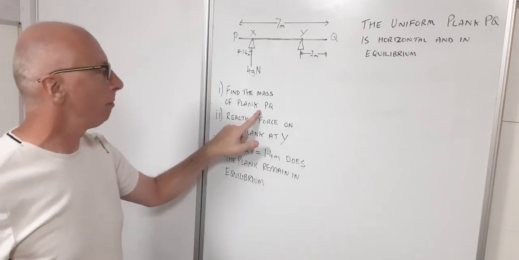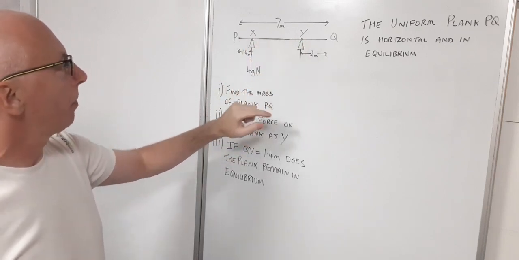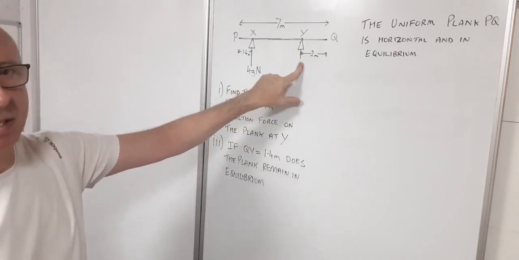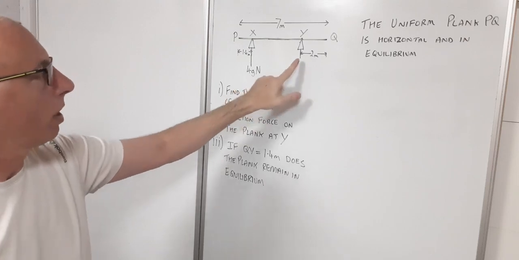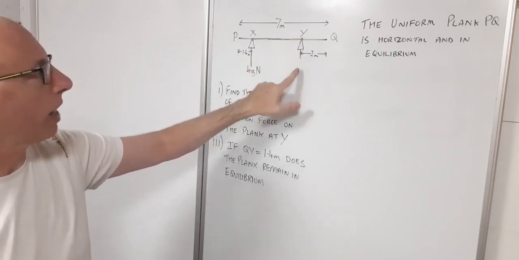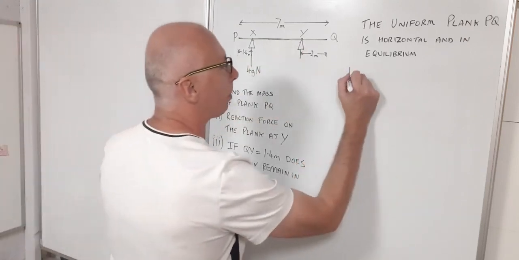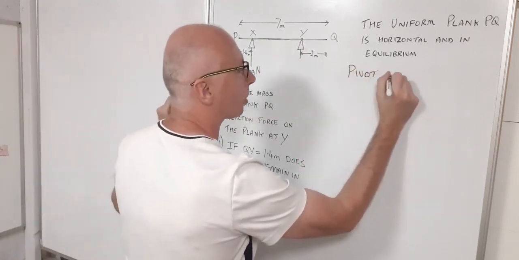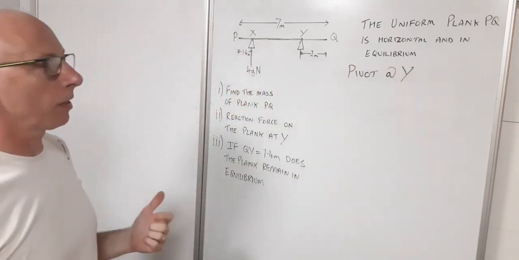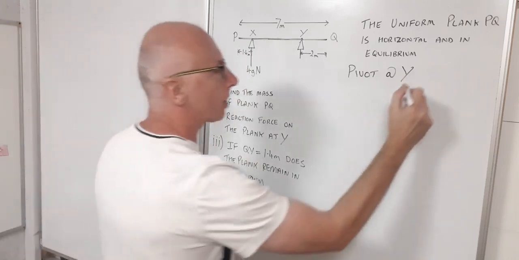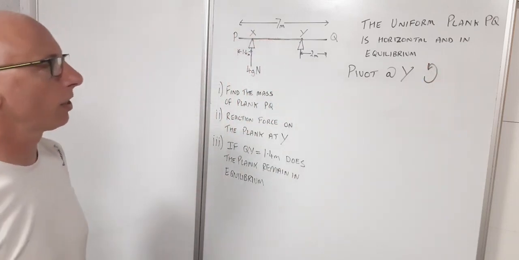So we need to find the mass of the plank PQ. To find the mass, I don't know what this force is here, but I know what this force is here. So I'm going to use this one and maybe set that as my pivot point, because that will then have no effect because it's not moving. So I'll set my pivot at Y, and I can either go clockwise or counterclockwise. I'm going to set it to counterclockwise, so my forces will go in the rotational direction of anti-clockwise.